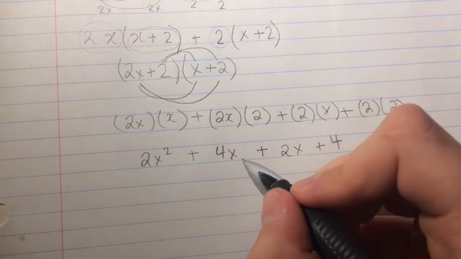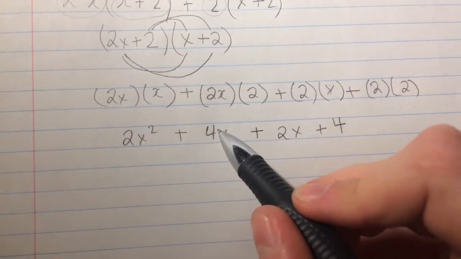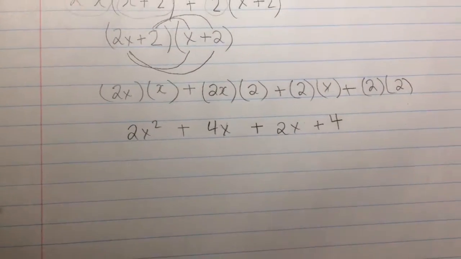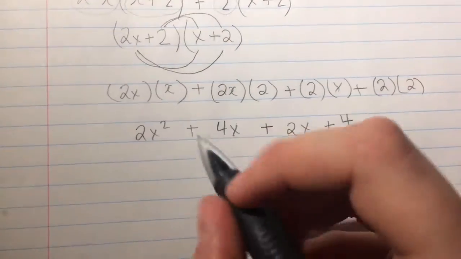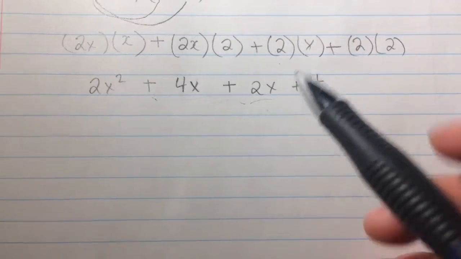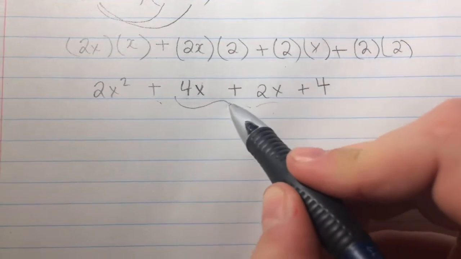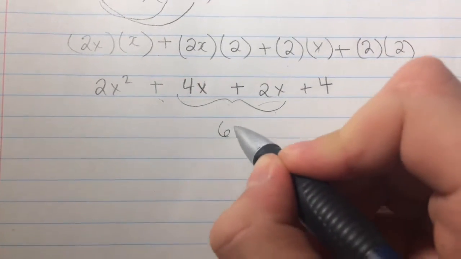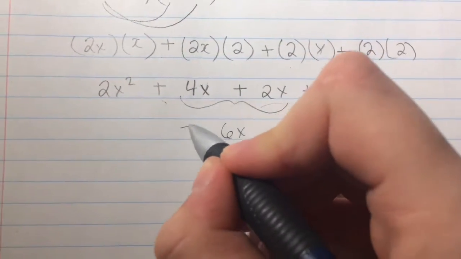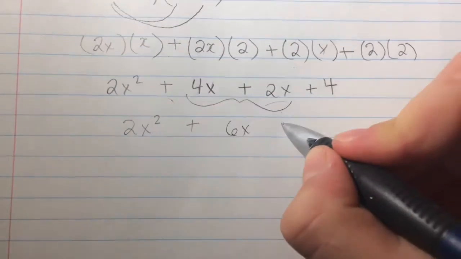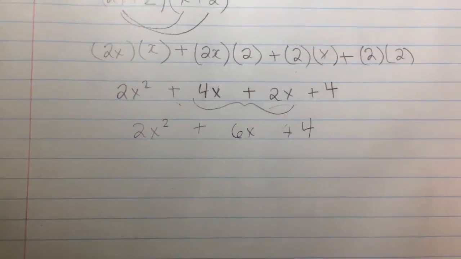Now, since the two terms in the middle are like terms, we would add them together. Just so you know, like terms are terms that contain the same variables raised to the same power. So in this case, 4x and 2x both have the same variable, letting them add together to get 6x. So now we would just fill in the blanks around the 6 to get 2x squared plus 6x plus 4.